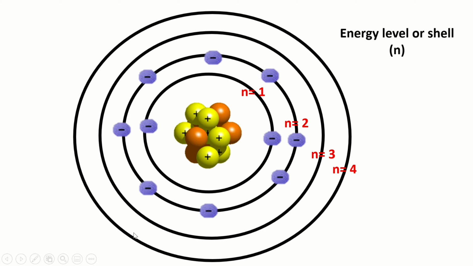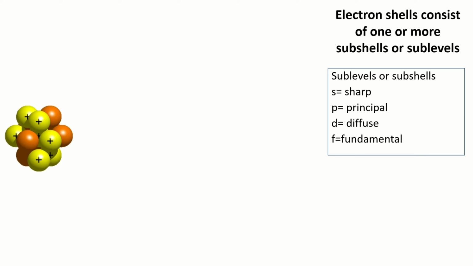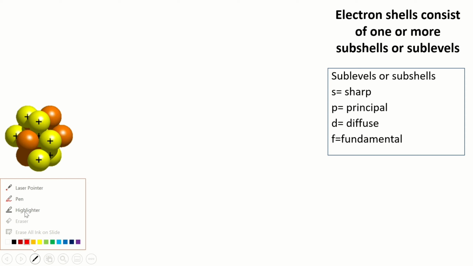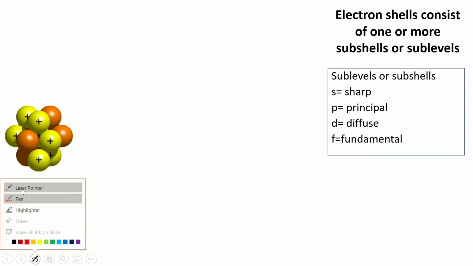Electron shells consist of one or more subshells. We have different sublevels or subshells. The first one is the S sublevel. It means sharp. For the second sublevel, we have the P sublevel or principal, D diffuse, and F fundamental.